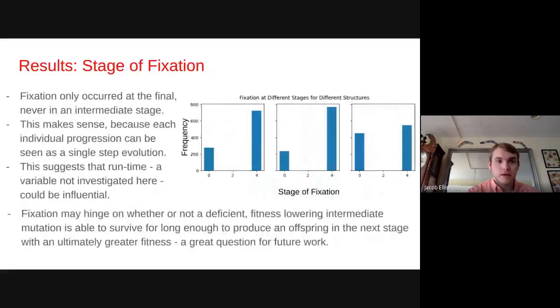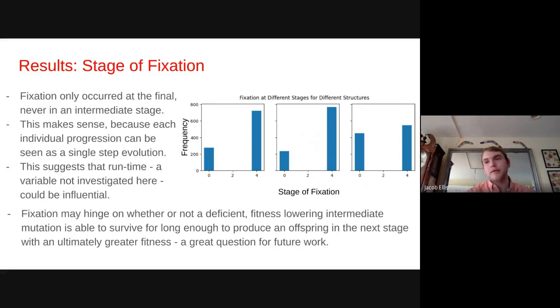Yes. So as you can see, the stage of fixation. In our model, fixation only occurred at the final stage and never at the intermediate stage. What that means is that on those graphs before, where it said linear, exponential, oscillatory, they had 5 different stages of mutation. The only places where the fixation occurred was on the final 5th stage, never in the intermediate stage. And that makes sense because the individual progression up the stages is single-step evolution instead of multi-step evolution. So it makes sense that the final stage is where the fixation occurs.